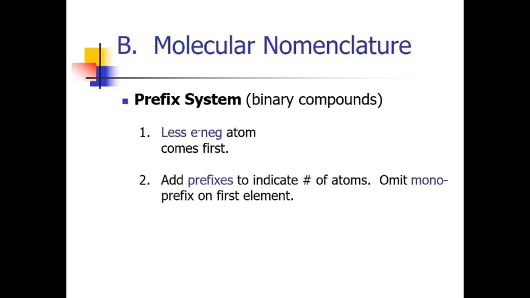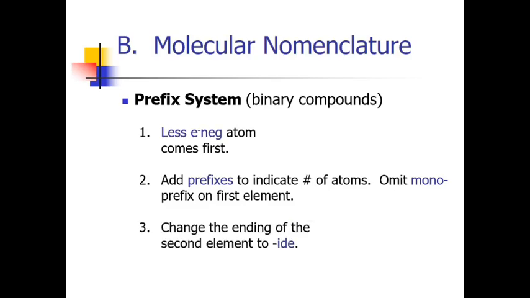We're going to add prefixes to indicate the number of atoms, and the number of atoms will be those subscripted numbers we'll work with. One little extra piece in there, the mono prefix, and we'll look at all 10 we're going to have to know. Omit the mono prefix if it's on the first element. So in other words, if your first element only has one atom, you will not add the mono prefix. And we change the ending of the second element to ide, I-D-E.